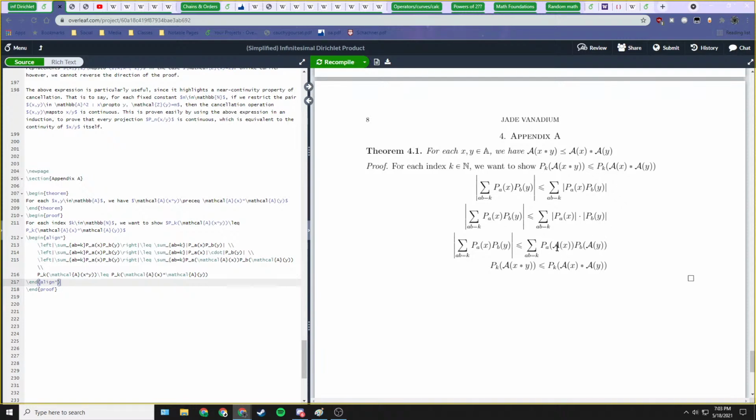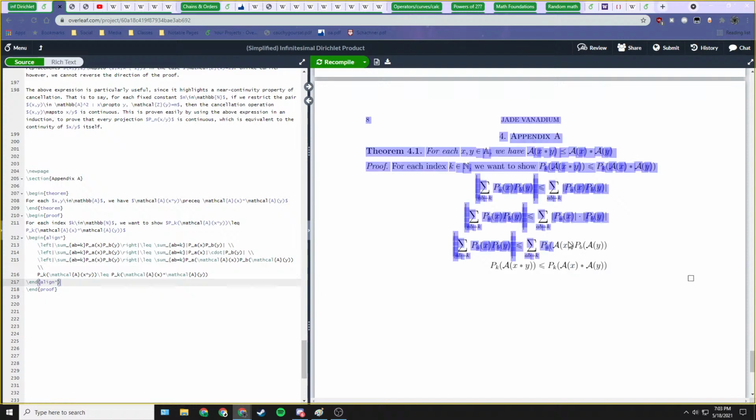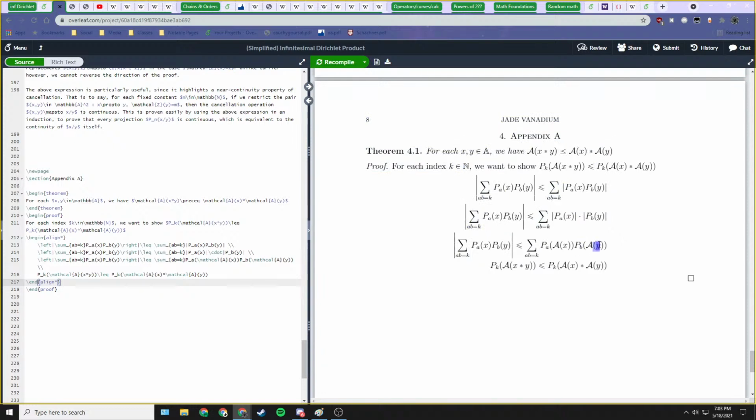And on this right side, the absolute value of the projection is just the projection of the a function. So we have this self-evident triangle inequality, and we've worked down the right side. We can go one further step: this summation of the projection of this thing times the projection of that thing is just the convolution of the kth projection. So for this whole right side, let me actually use the align environment like it was intended to be used.